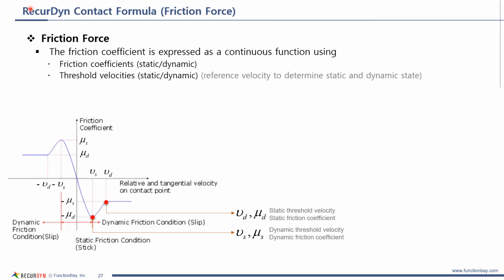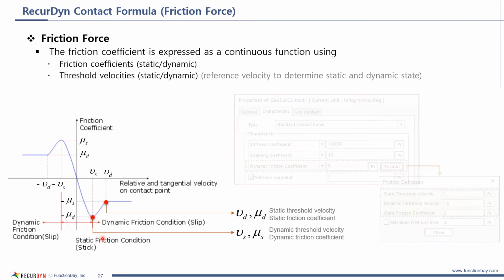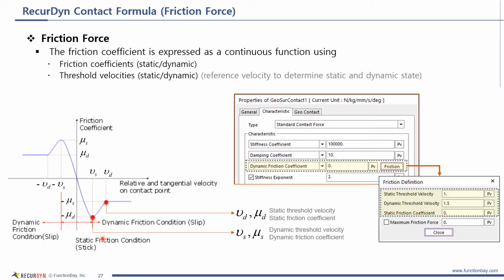Well, friction is very tricky because it is discontinuous. For stable numerical analysis, friction coefficient needs to be expressed as a continuous function like this graph. To make the friction coefficient continuous, not only static and dynamic friction coefficient, but also the parameters called static and dynamic threshold velocities are used. Threshold velocity means the reference velocity to determine static and dynamic state.